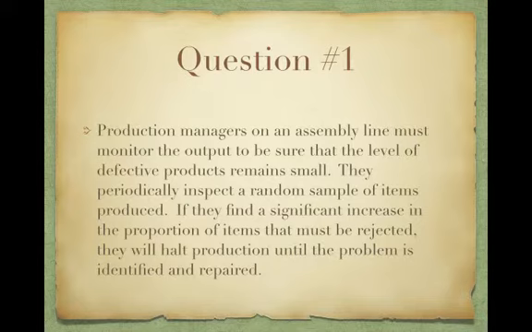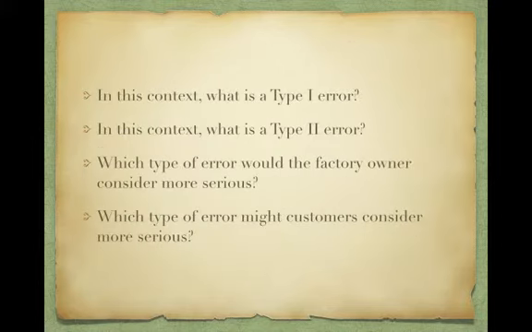Alright, first question. Production managers on an assembly line monitor the output to be sure that the level of defective products remains small. They periodically inspect a random sample of items produced. If they find a significant increase in the proportion of items that must be rejected, they will halt production until the problem is identified and repaired. Okay, in this context, what is a type 1 error?